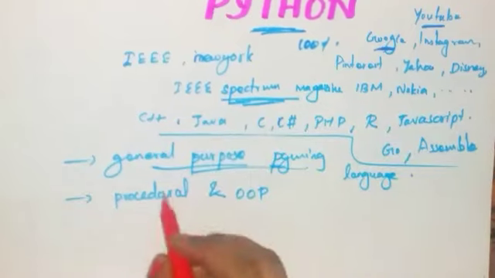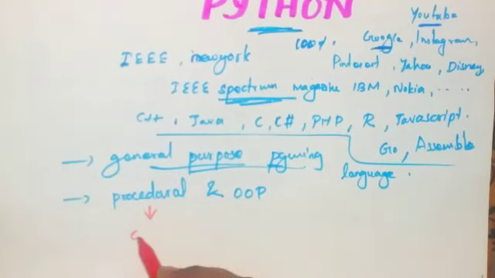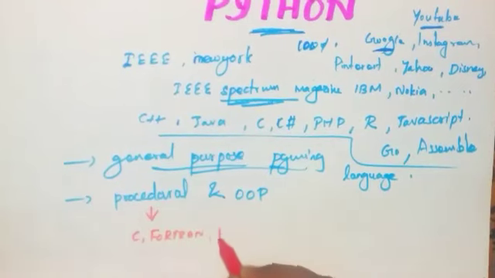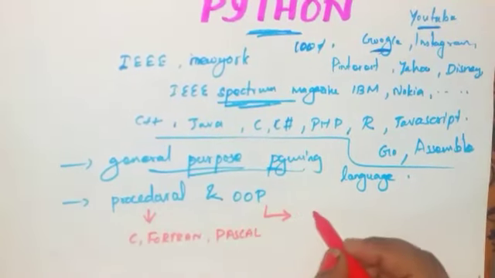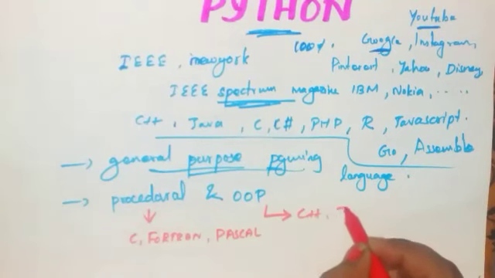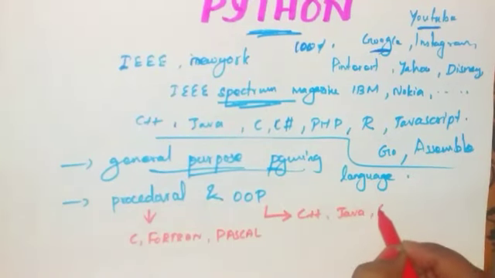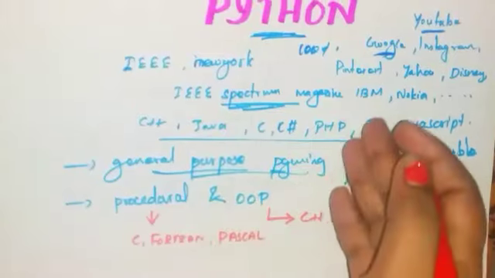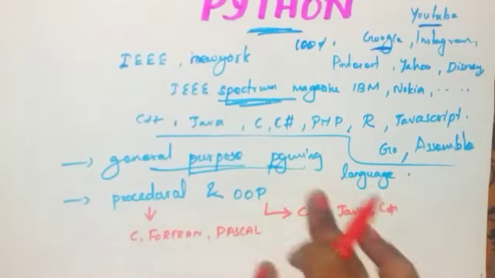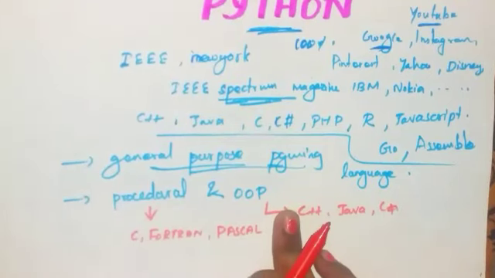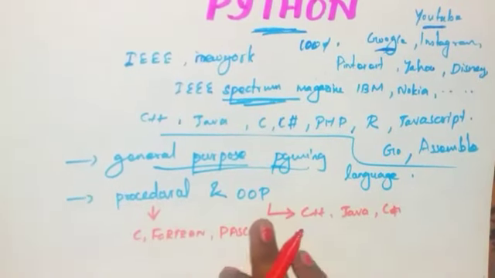Okay, procedural languages are what? C, Fortran, and Pascal. And object oriented programming languages are C++, Java, C#. So the Python language supports these procedural languages and object oriented programming languages. Okay, it supports both of them.